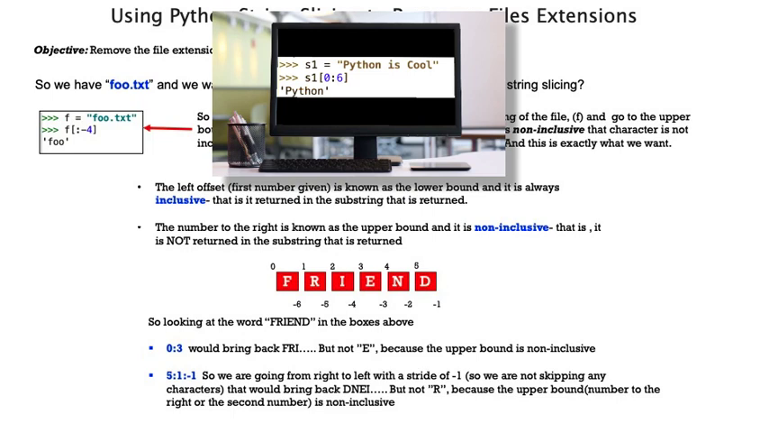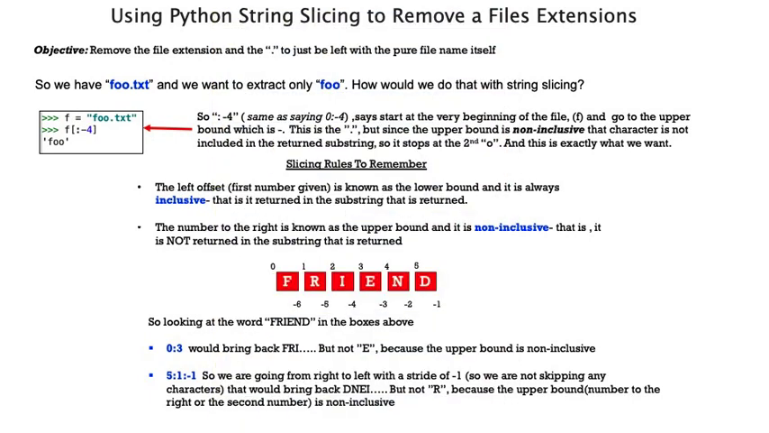That is to say that it's always returned in the substring. The number to the right of the colon is always known as the upper bound, and it's always non-inclusive. That is to say it's not returned in the substring.